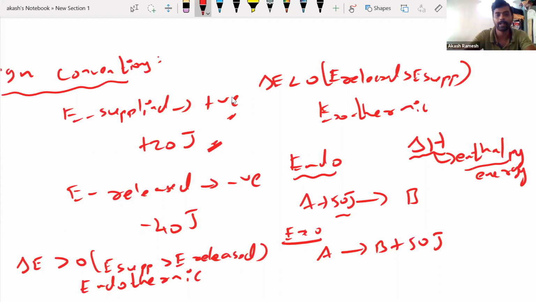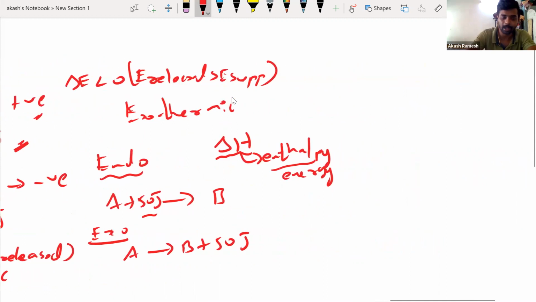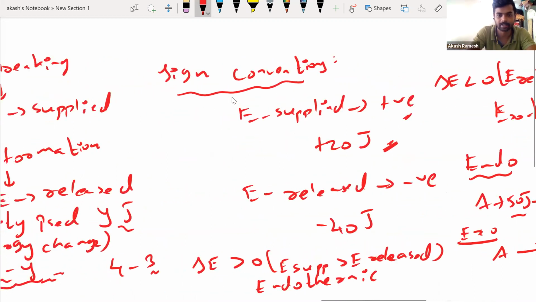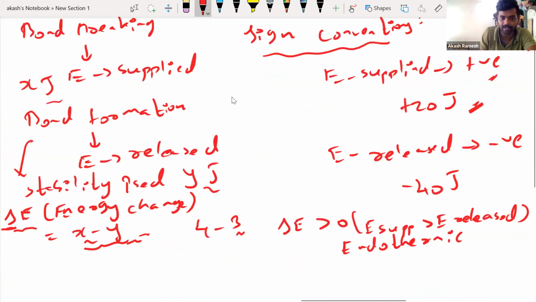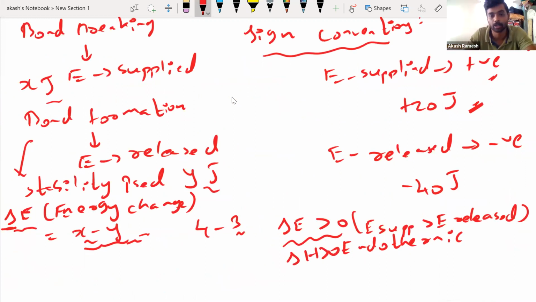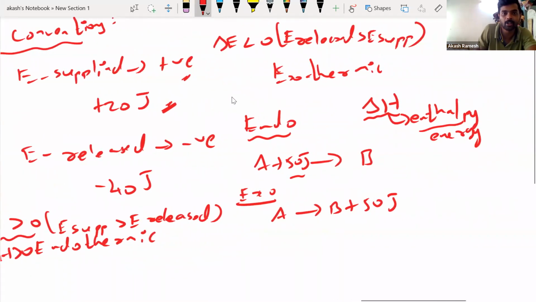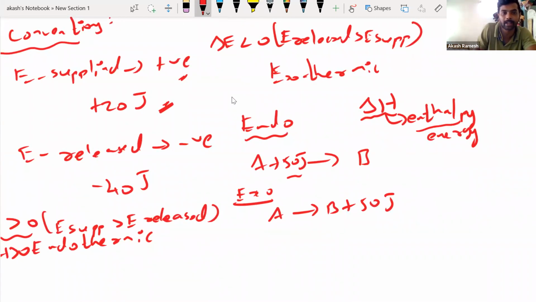Now I told you that overall energy should be, so you can look at here. Delta E greater than 0 is endothermic. I can even write delta H greater than 0, then it is going to be endothermic. And in the same way, here I wrote delta E less than 0, that is overall negative, is exothermic. I can even write delta H less than 0.